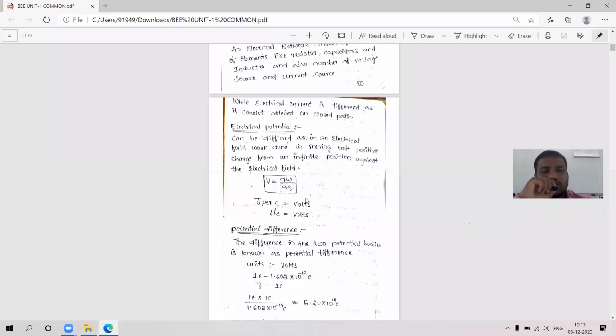If there is no potential difference, there is no closed path. So some potential difference must be there in order to close it. So two pins must be there, minimum two pins. The difference in two potential bodies is known as potential difference.